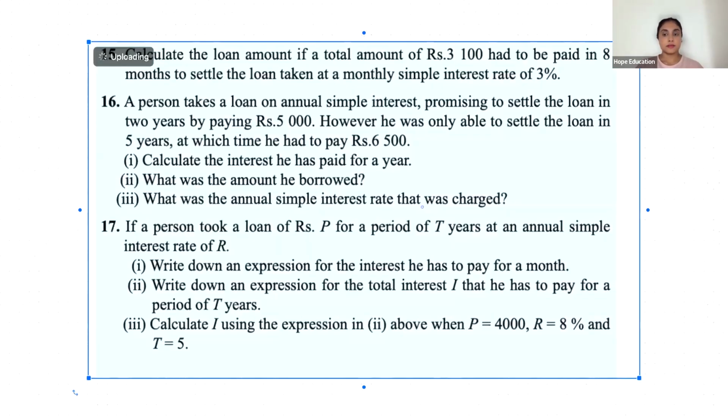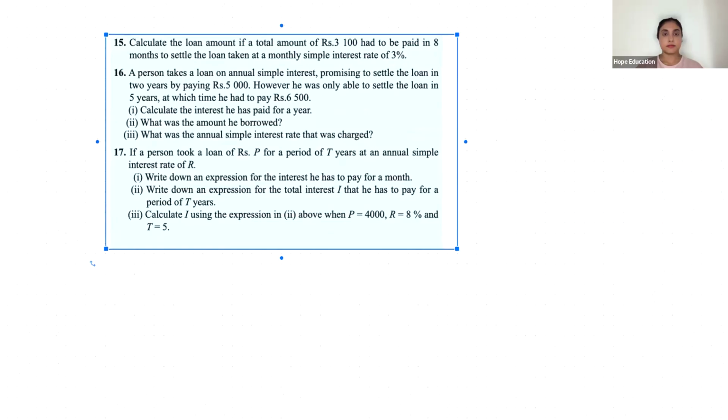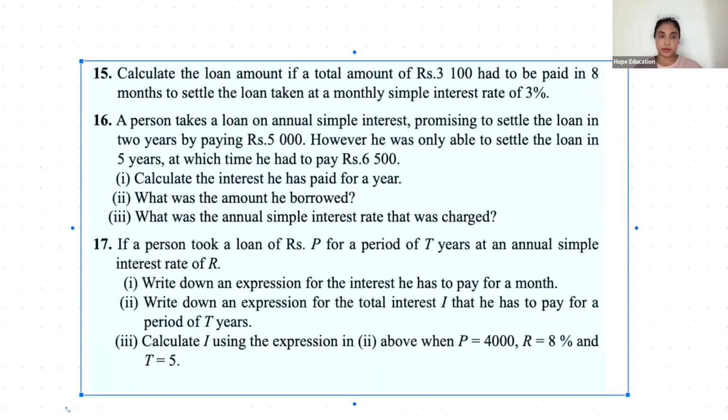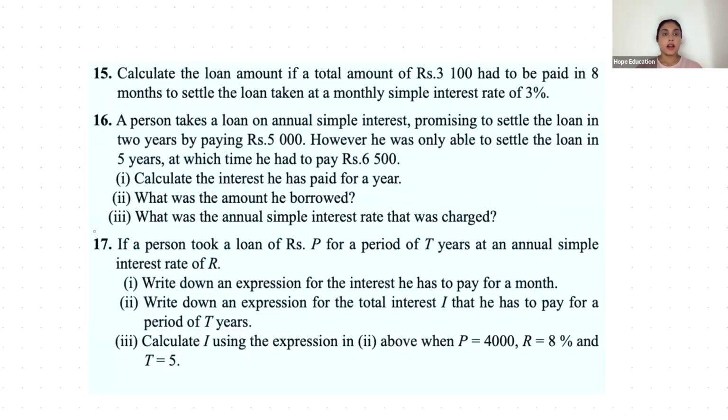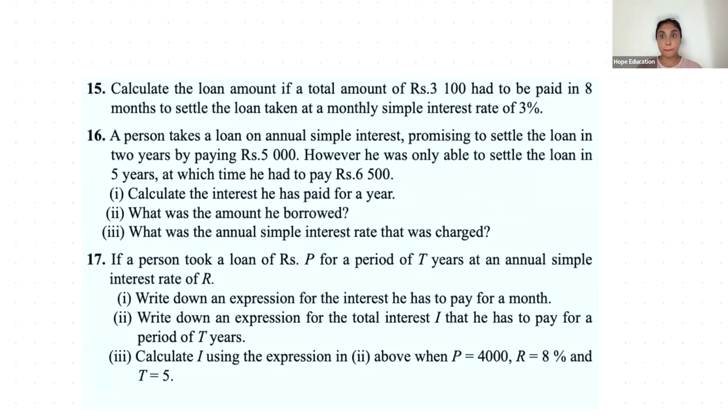Okay, so 14.2, 15, 16, 17. Let me get the questions to the whiteboard. First, let's do the 15th question. Calculate the loan amount if a total amount of 3,100 had to be paid in 8 months to settle the loan taken at a monthly simple interest rate of 3%.